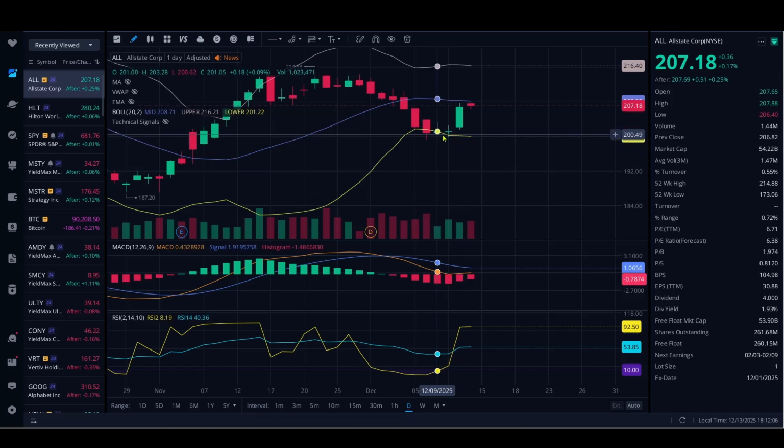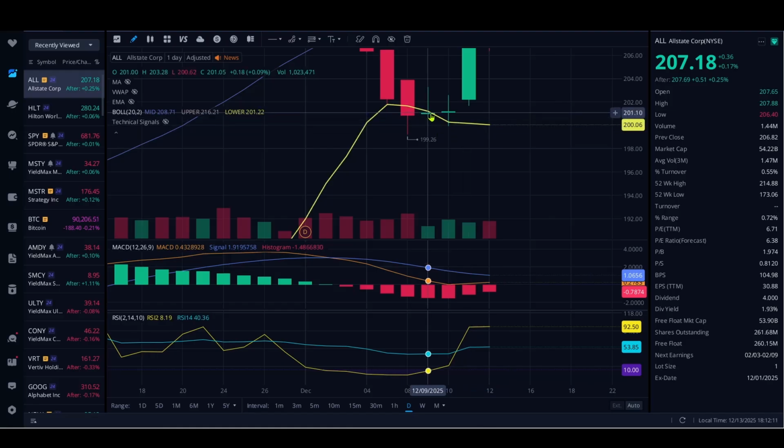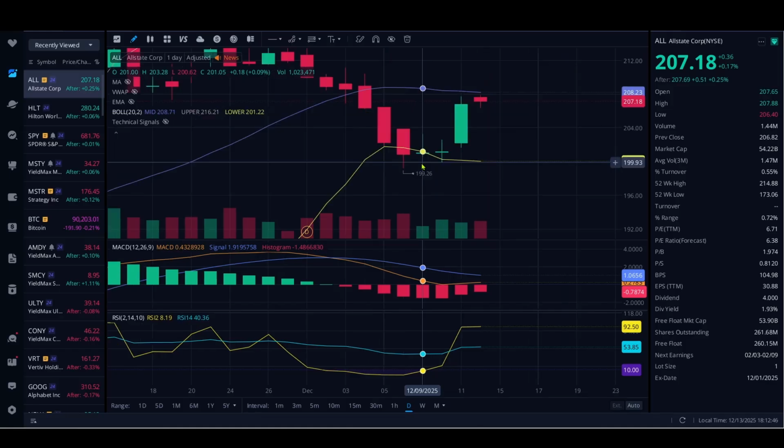Now I prefer it to be a red candle, but you can see even though it is a green, it is just a sliver of green, okay? It probably just barely popped up just before market close, right? So I am not taking that as necessarily a move up, and the fact that it is still on the bottom of that Bollinger Band and under the 10 on the RSI2, I'm going to make that purchase at that closing of 201.05.